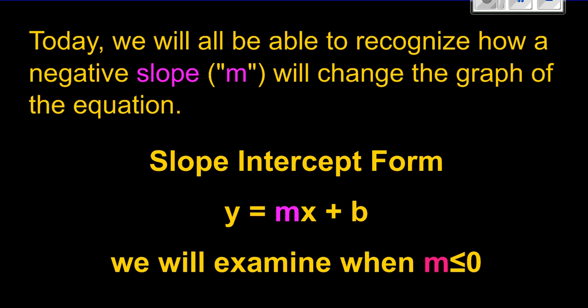All right, ladies and gentlemen, today we are going to take a look at how a negative slope will change the graph of an equation. By the end of this lesson, you will all be able to recognize what happens when we have a negative slope. This simply means that we are going to examine when m in the slope-intercept form equation y equals mx plus b is less than or equal to 0.